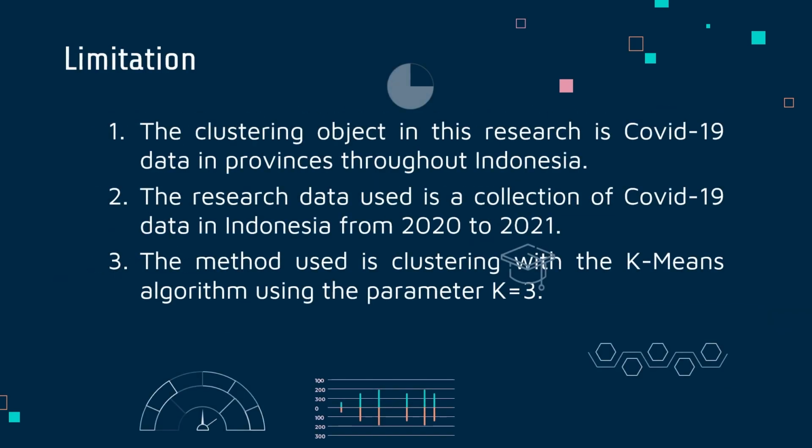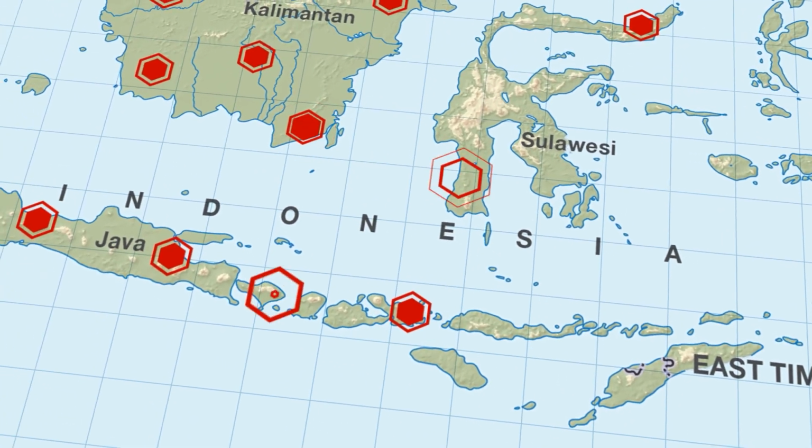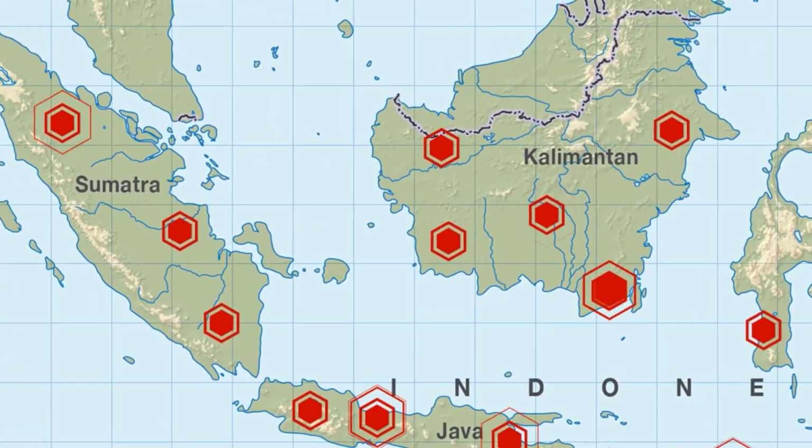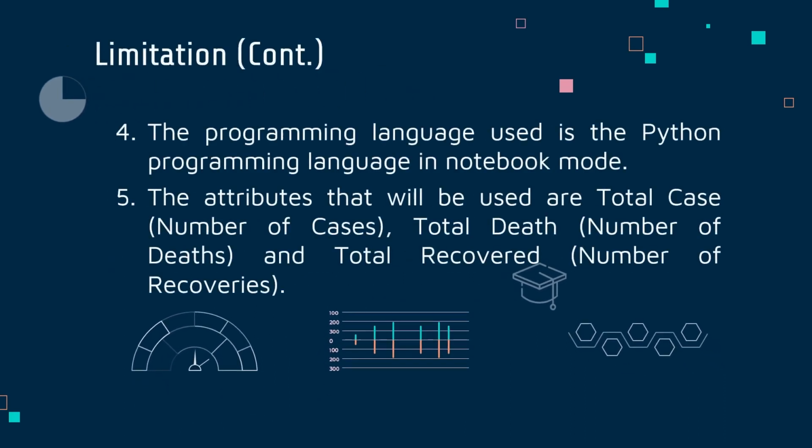Limitation. 1. The clustering object in this research is COVID-19 data in provinces throughout Indonesia. 2. The research data used is a collection of COVID-19 data in Indonesia from 2020 to 2021. 3. The method used is clustering with the K-means algorithm using the parameter k equals 3. 4. The programming language used is the Python programming language in notebook mode. 5. The attributes that will be used are total case, number of cases, total death, number of deaths, and total recovered, number of recoveries.